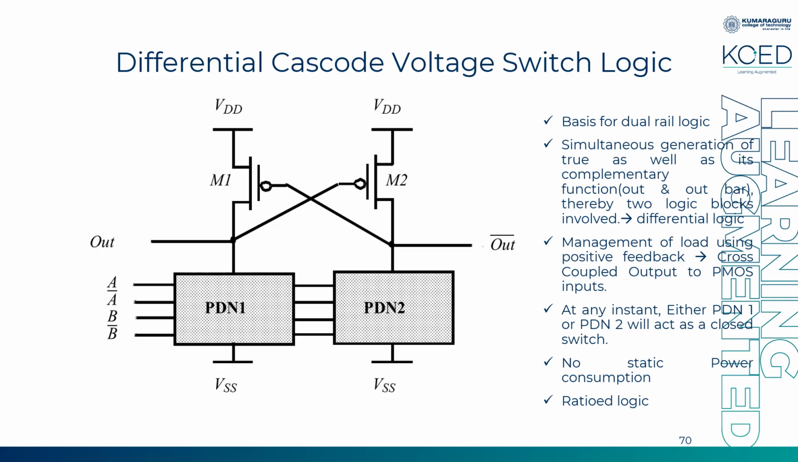That is, the output of one PMOS, for example the input of M1, goes to out bar, and similarly the input of M2 goes to out. They are cross coupled with the outputs.